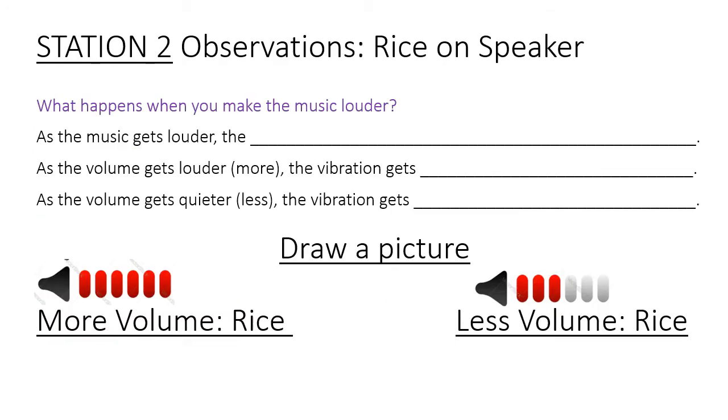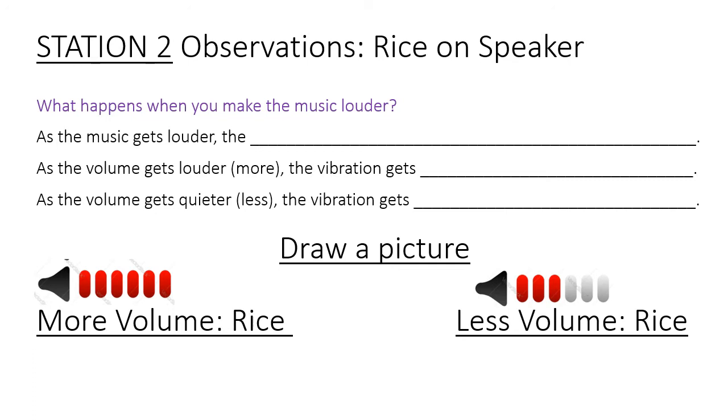Station 2, we put rice on a speaker and then we played music. So we told the students to make observations. So what happens to the rice when you make the music louder? So they wrote, as the volume, as the music gets louder, blank happens. As the music gets softer, blank happens.